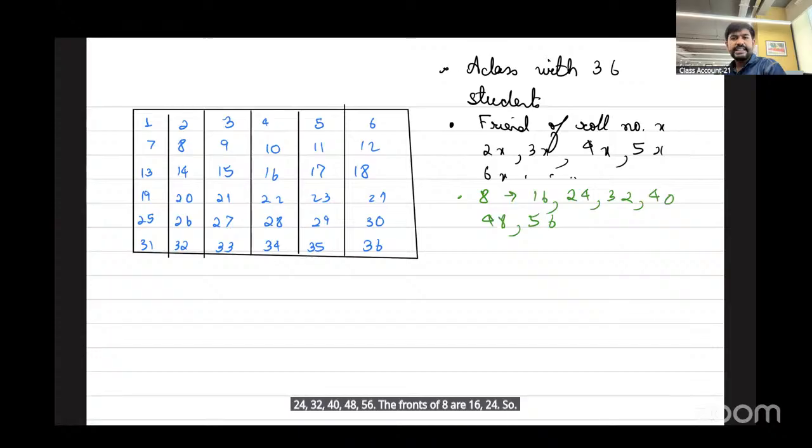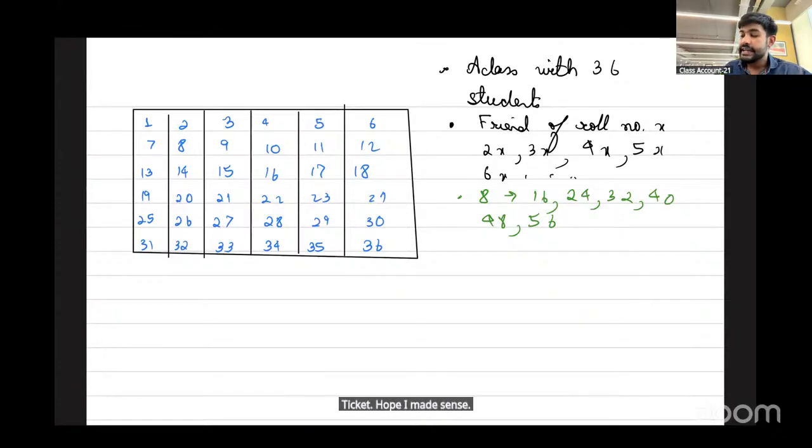So there is a class with 36 students, and the friends of a student are 2x, 3x, 4x, 5x. For example, the friends of 8 are 16, 24, 32, 40, 48. Okay, hope I made sense.